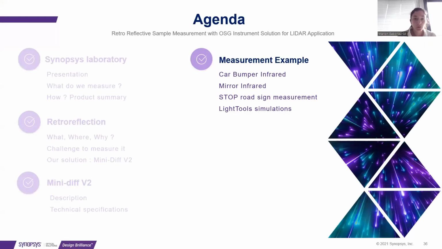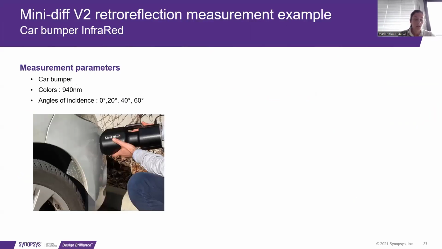So now I'm going to present you some measurement examples. First, a car bumper in infrared. I chose to show you this example because it's very interesting for LIDAR. As explained before, LIDAR uses retroreflection to map the surroundings of a car, and a car bumper is an element often present on the surroundings of a vehicle. We chose to work, of course, in infrared like LIDAR, so with the version 940 nanometer. We performed the measurement for all angles of incidence in the reflected space.